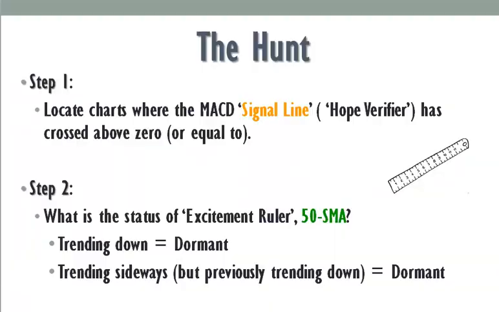And now for our final example, you're probably getting sick of these slides, and I promise it'll be the last time you have to go through them. But step one, in the hunting stage, we need to locate the charts where the MACD signal line, or hope verifier, is either at 0 or above. So let's look at that and make sure our next example has that.